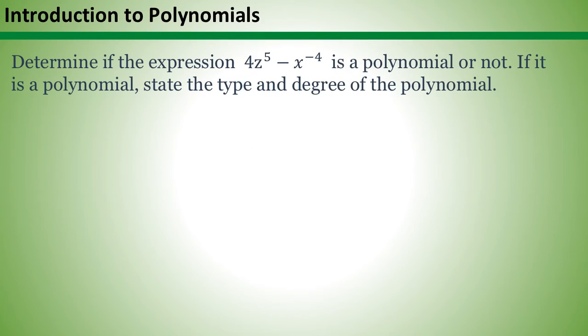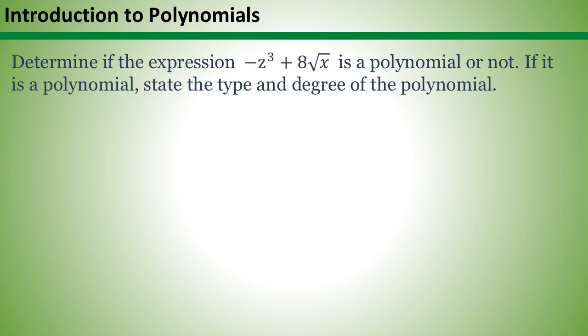All right, the next one, determine if this is a polynomial. So when I look at this one, I notice that I have a negative exponent. Since there is a negative exponent, this is not a polynomial. Okay, so since it's not a polynomial, we don't have a type and we don't have a degree. We're just going to say this is not a polynomial because we have a negative exponent.